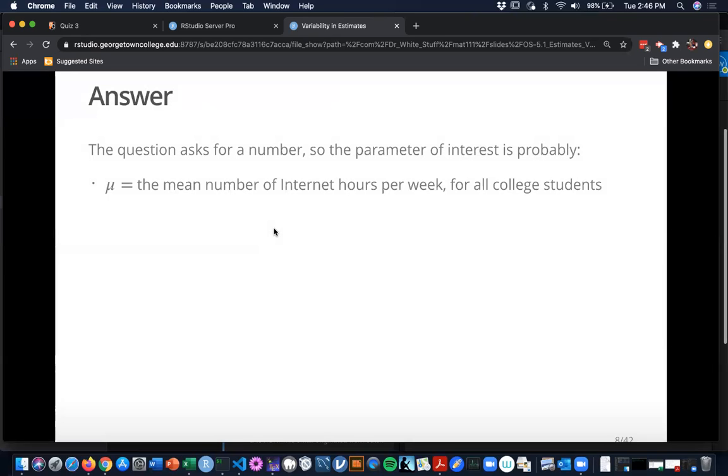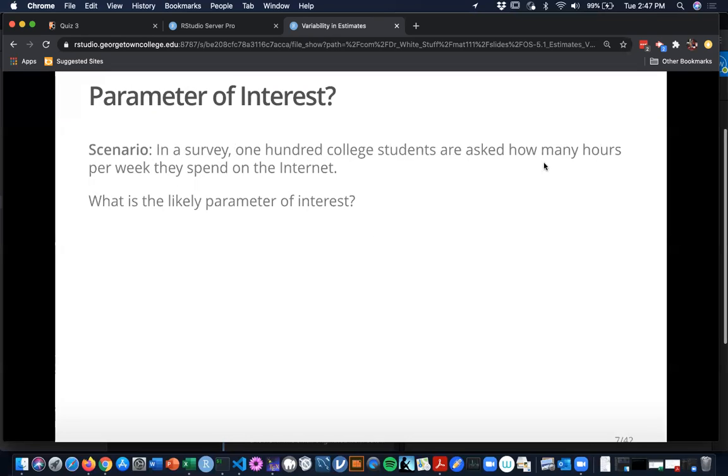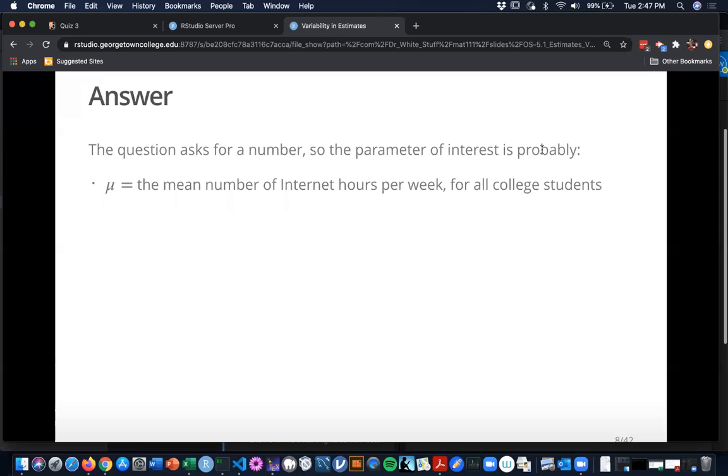Well, the way to analyze this kind of thing is to look at what you are actually asking the people in your sample for. And this time you're asking them for a number. Somebody might say 3 hours, that's how much I spend. Another might say 5 hours a week. Another might say 2.78 hours a week. They're answering numbers. So probably you're interested in the average of numbers. Probably you're interested in a population mean mu.